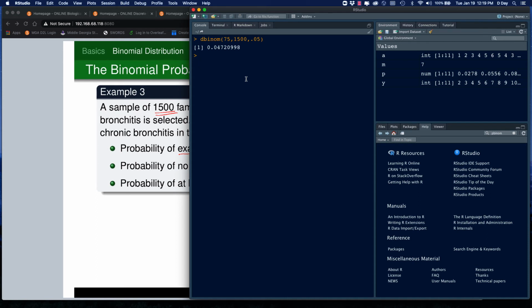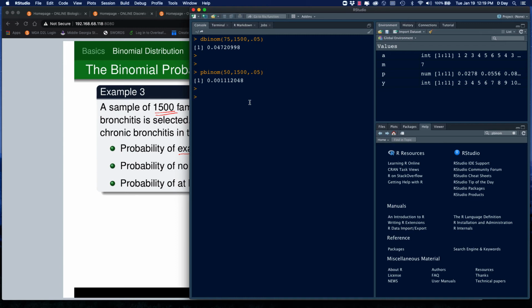So in R here, I want to do dbinom. Not dbinom, sorry. We want to add up pbinom. And in here, since I want to do 50 or less, I need to do 50, comma, the 1,500, comma, and then 0.05. And when I hit enter, I get a really small probability, so it would be very unusual for us to see 50 or less cases of this sickness.